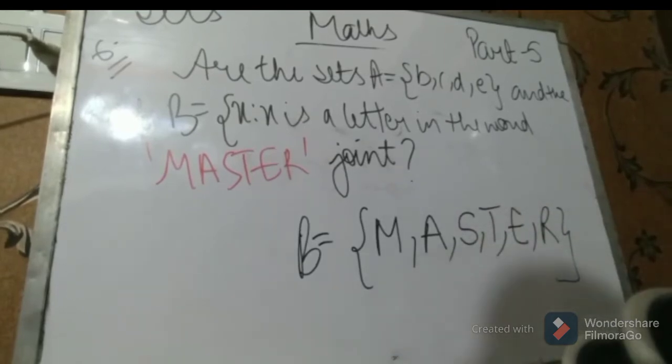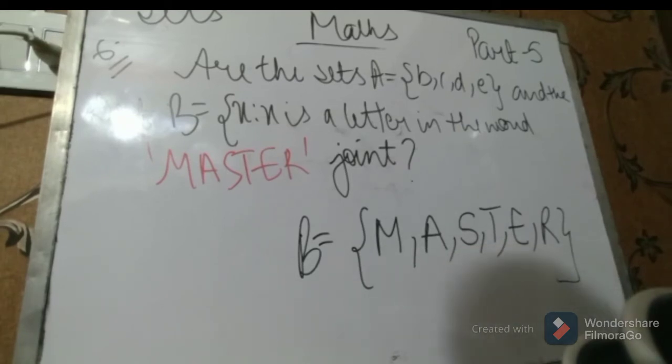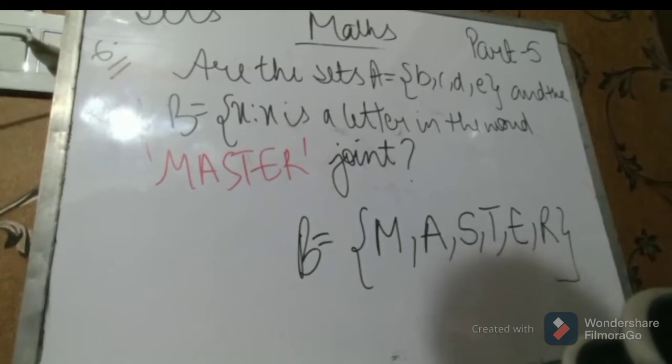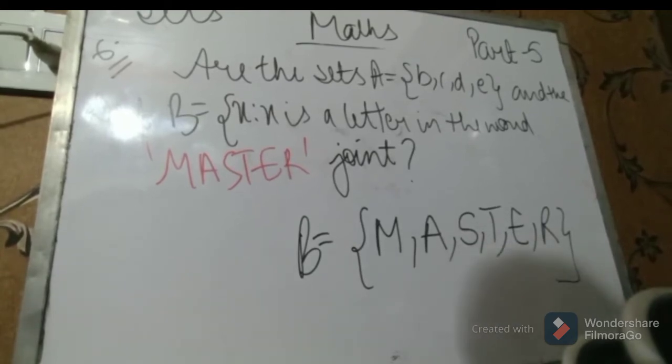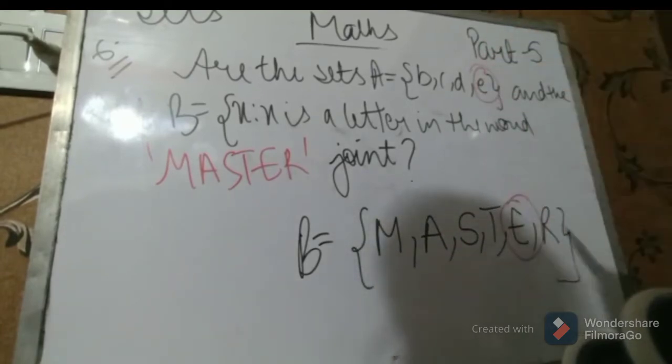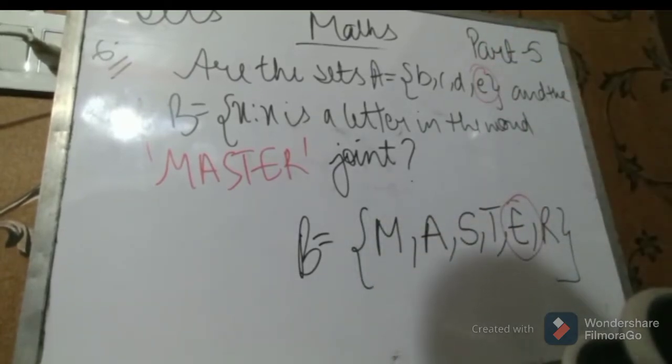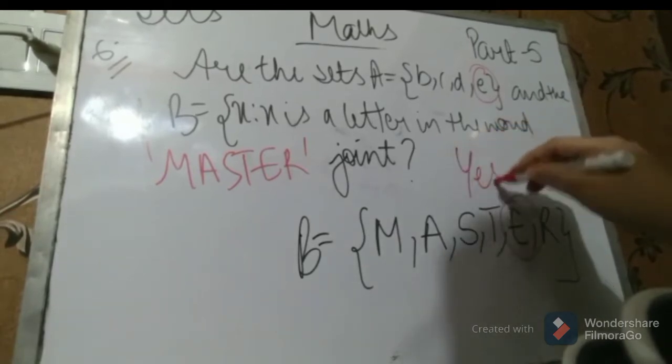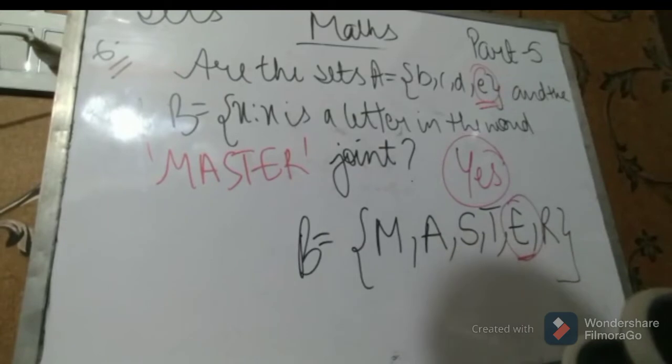So what do we mean by joint sets? Joint sets are those sets which have even only a single element in common. See, 2 elements can also be common, 3 can also be common, 4 can also be common, and all the elements can also be common. But even if a single element is common between both the sets, then both of the sets are said to be joint sets. So if we see, the element E is common in both of the sets. So both of these sets are known as joint sets, right? Yes, these sets are joint because E is common in both of them. Okay.